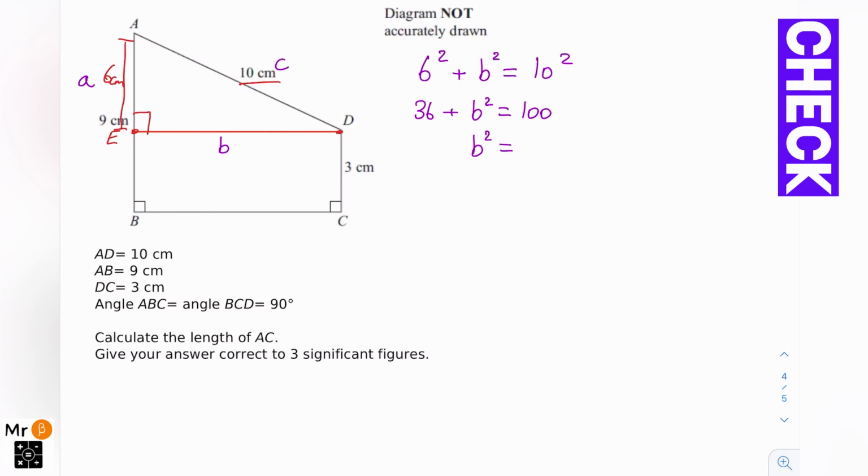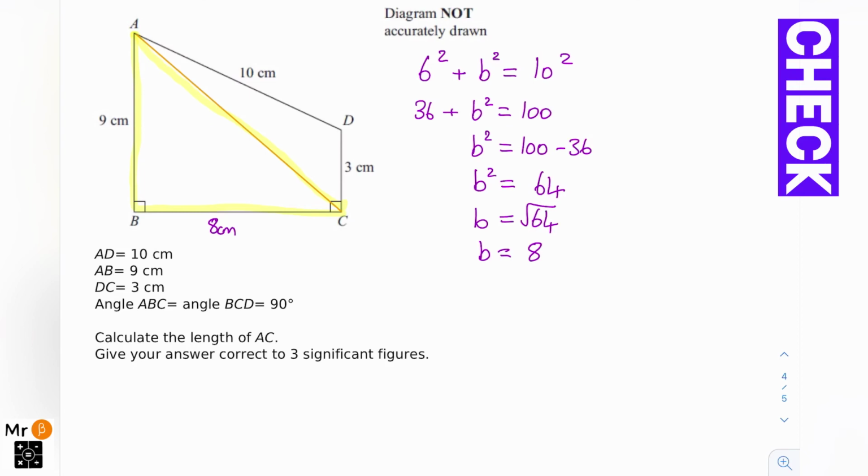So in order to solve this equation, we need to take that 36 to the other side. So we need to subtract 36 from both sides. That'll leave us with B squared is equal to 64. So therefore B must be equal to the square root of 64, which in this case is 8. So now we know what our length E to D is, which is 8. We can fill in that B to C is also this length of 8 centimetres.